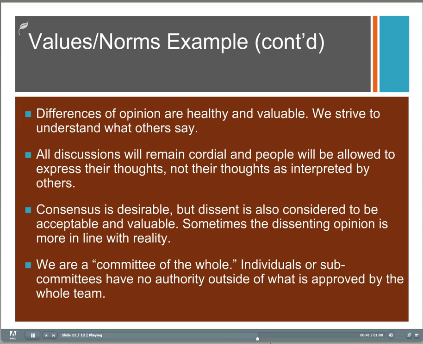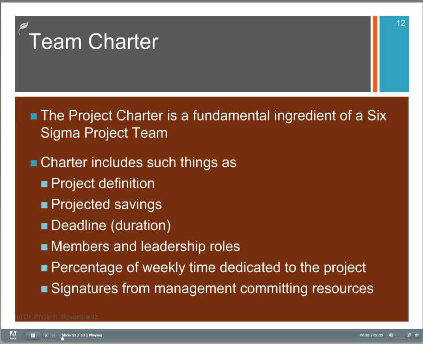Finally, after everything's said and done, I think it's important for everybody to agree that if there's any authority that the team or committee has, it's as a team, and no individual has any rights or authority outside of the meeting. This can be real important if people are looking to the committee for some kind of decisions that might affect operations. The last item I'm going to talk about is a team charter.